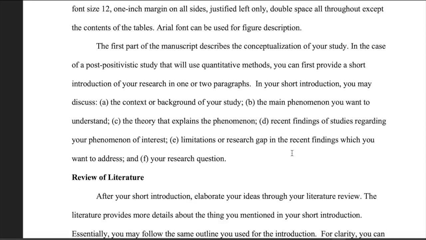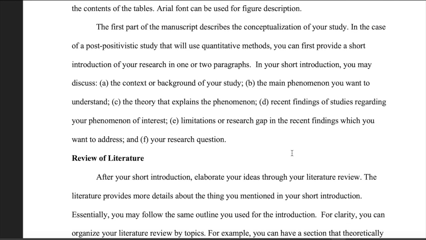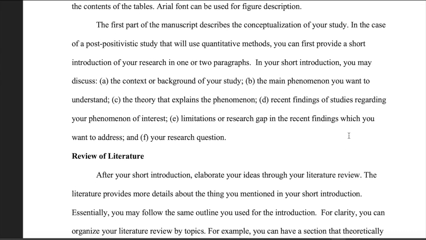One, of course, is that for a qualitative paper, we are typically not expected to put forward hypotheses. There are some qualitative research, however, that does require that. For example, there are some case study methods that encourage researchers to put forward a hypothesis. But for the most part, many qualitative studies do not require that.